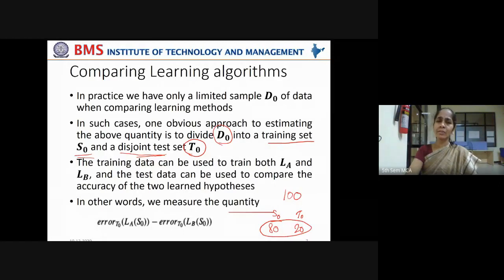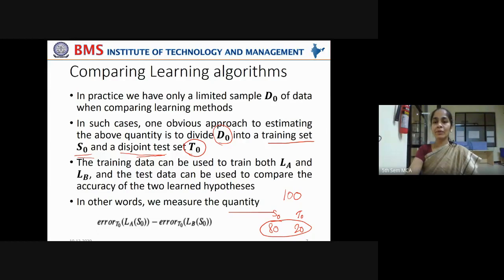80-20 rule, or sometimes you may have 70-30 also. It is dependent on the domain expert, how many training examples are required in order to train the model. Sometimes you can go for 90 data points in the training set and only 10 data points in the test set. It depends on the context. It depends on the criticality of the application of the machine learning model and many other such criteria.